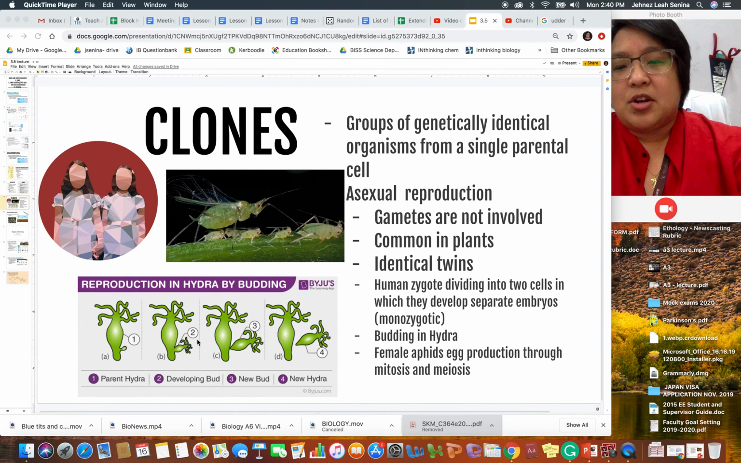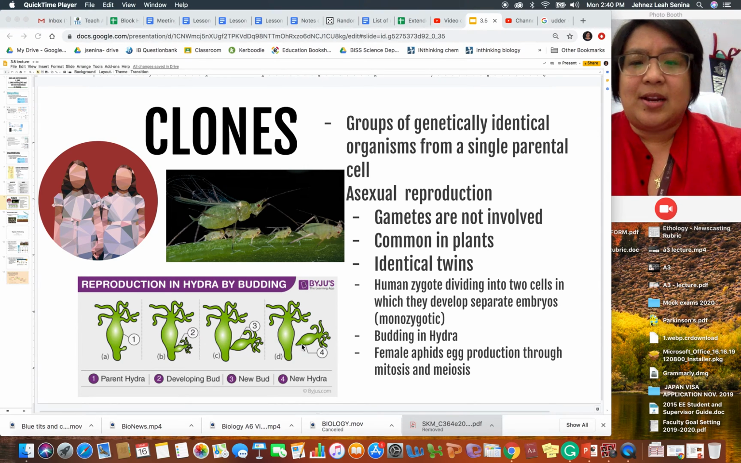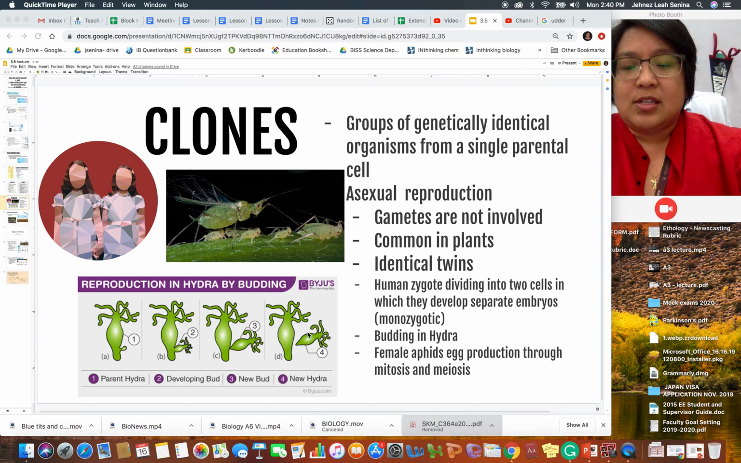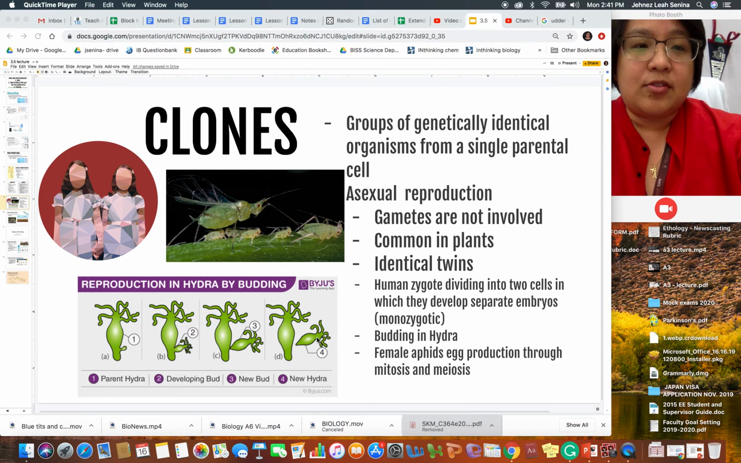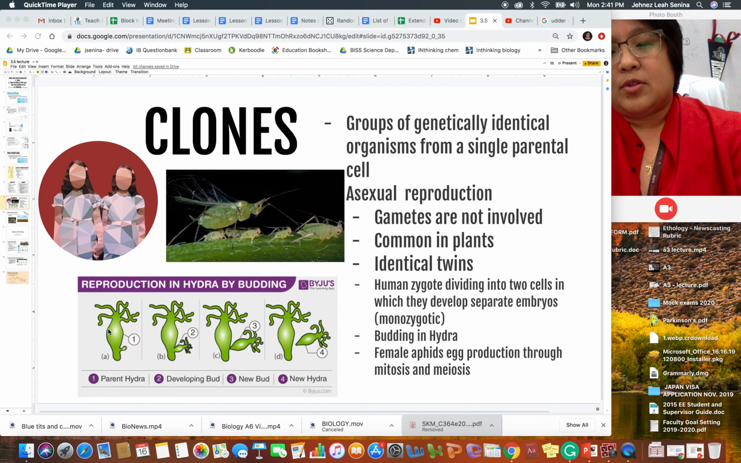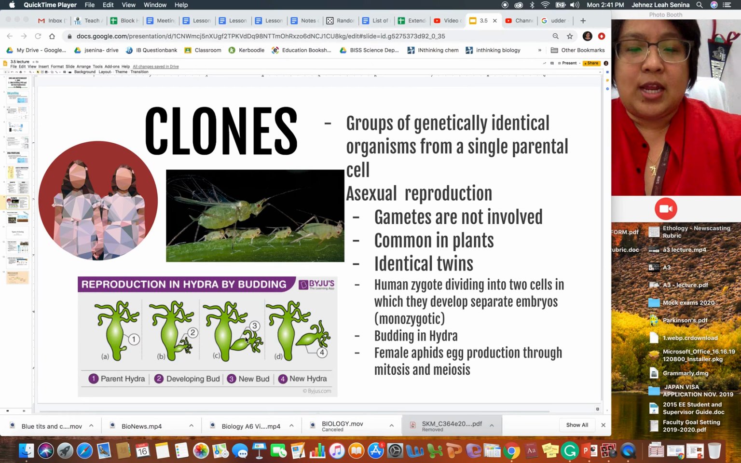As you can see here in the picture, what seems to happen is that this grows and then it buds off. That's why it's called budding. So this is genetically identical to this, and it continues on to be another hydra floating in the water. So this is also cloning.